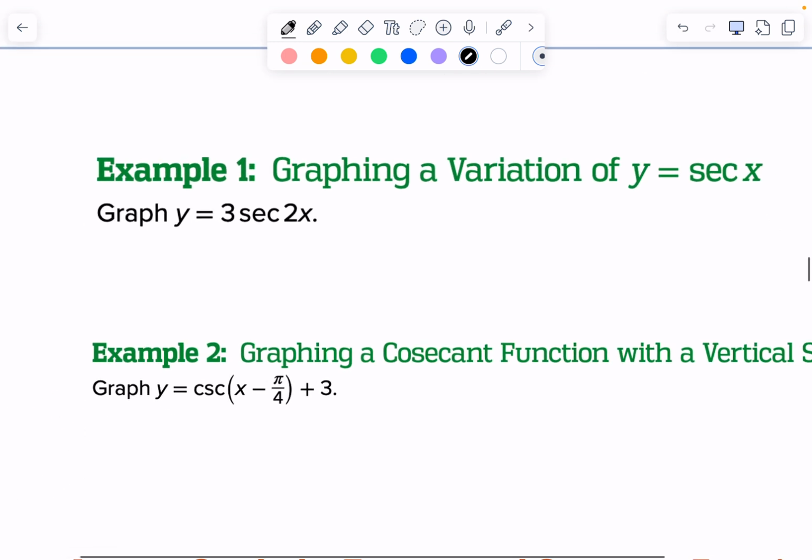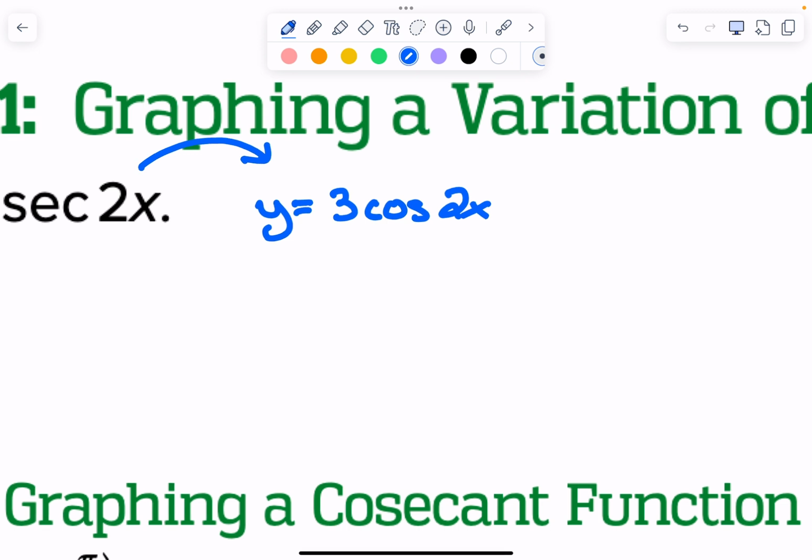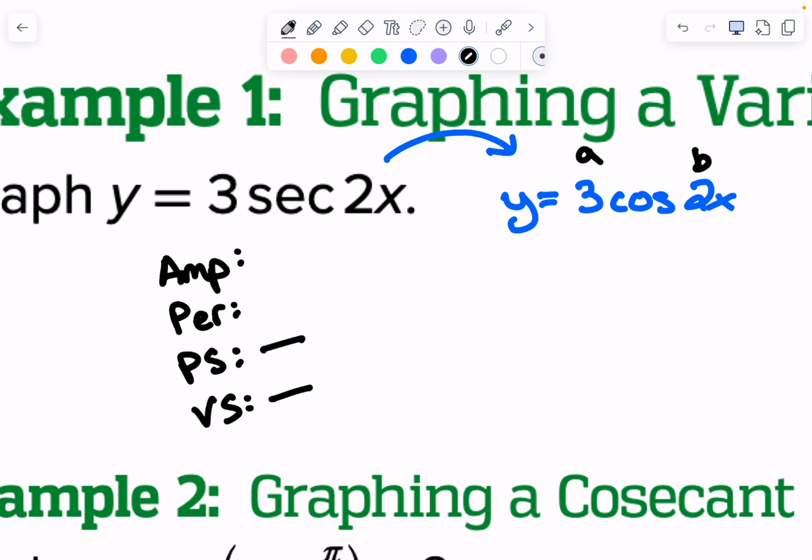Graphing a variation of secant. Instead of graphing secant, we're going to graph cosine, 3 cosine of 2x. The 3 is which letter, A, B, C, or D? A. The 2 is B, and that affects the height and period. We have amplitude, period, phase shift, and vertical shift. Which two do we not have? The last two, we don't have phase shift or vertical shift.